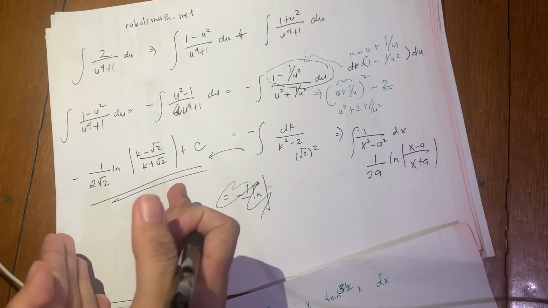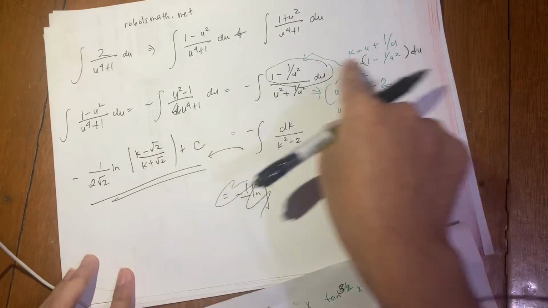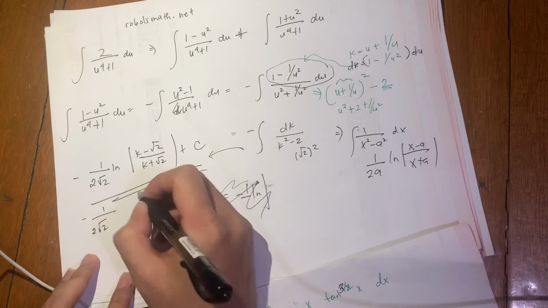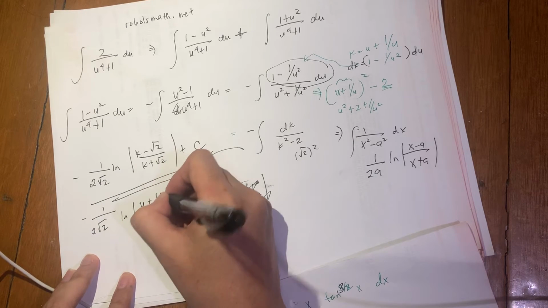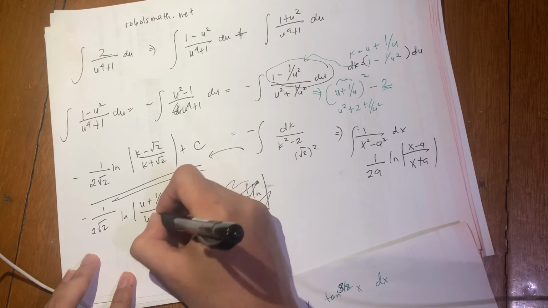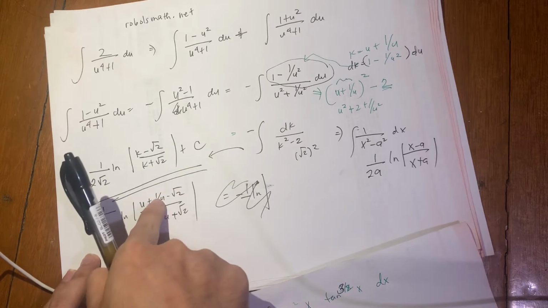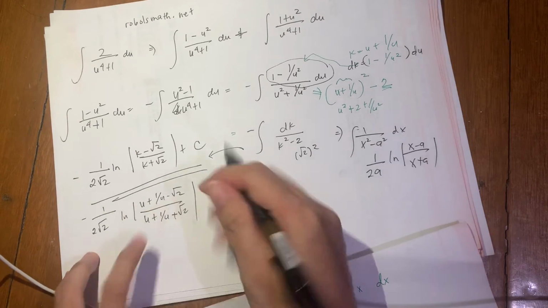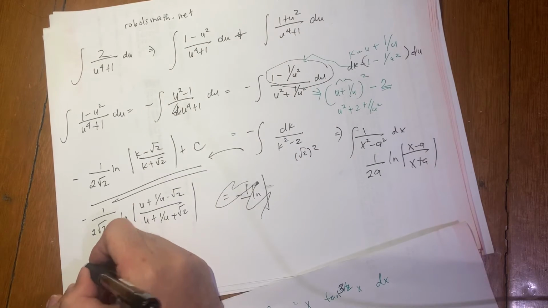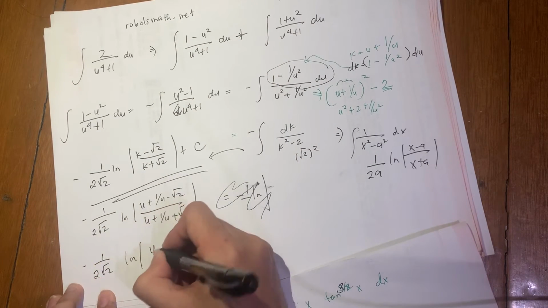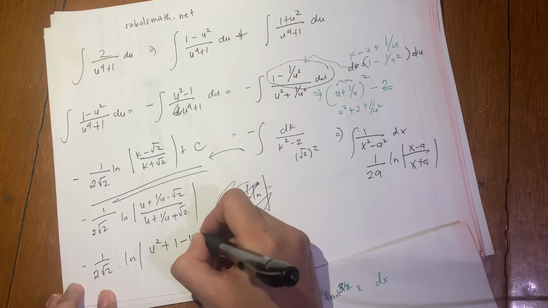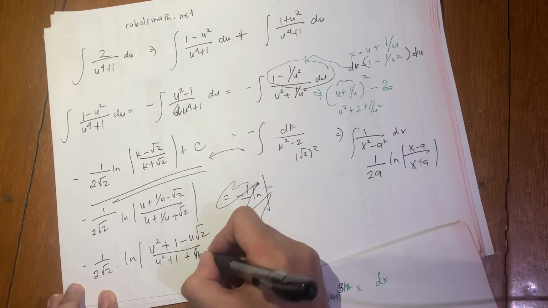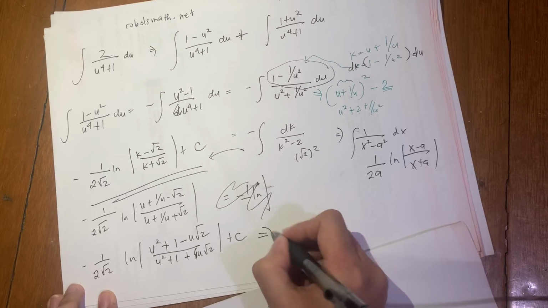So we have that one part. What's left is to express this in terms of u plus 1 over u. So negative 1 over 2 square root of 2 ln of (u plus 1 over u minus square root of 2) over (u plus 1 over u plus square root of 2). If I multiply everything by u, this becomes u squared plus 1 minus square root of 2 u, and the same in the denominator. Then the two u's cancel. So this simplifies to ln of (u squared plus 1 minus u square root of 2) over (u squared plus 1 plus u square root of 2) plus c.